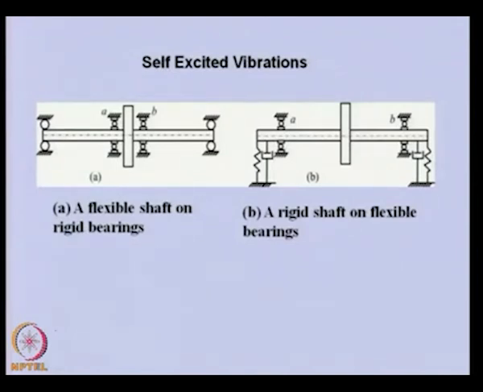Before going into the instability, let us understand what self-excited vibration is. We know that excitation can come from an external source, which we call unbalance, or any other kind of forced vibration system. Self-excited vibration is something in which the force comes from the motion of the system itself. To understand this, let us take a rotor system like this. This is a simple Jeffcott rotor, and there is a disc at the center which has some unbalance.